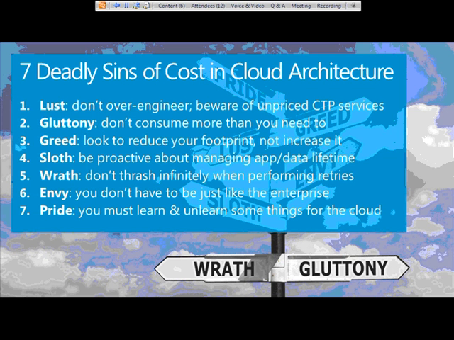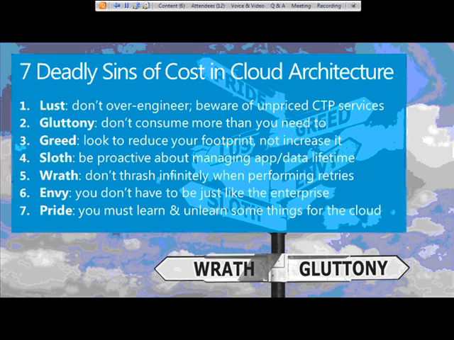Number 4, sloth. You really need to be proactive about managing app and data lifetime. Otherwise, you're going to be paying unnecessary costs month after month. In the enterprise, we could be lazy about leaving old apps deployed and old data around. It didn't matter, but it is going to hit your pocketbook here.